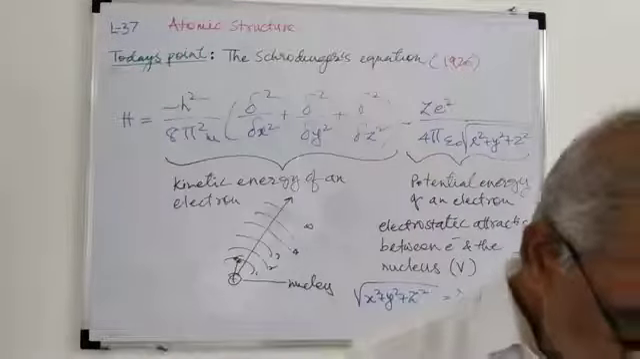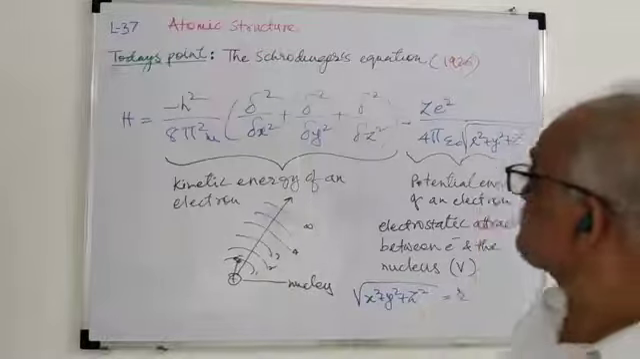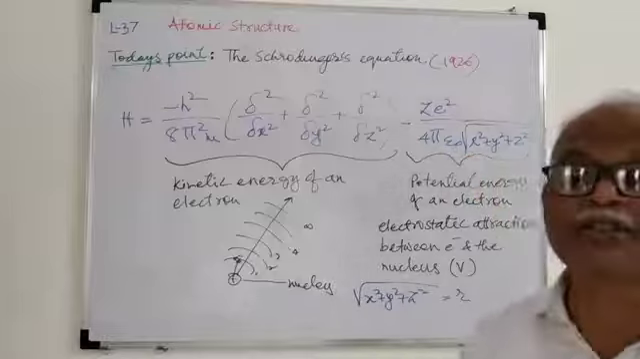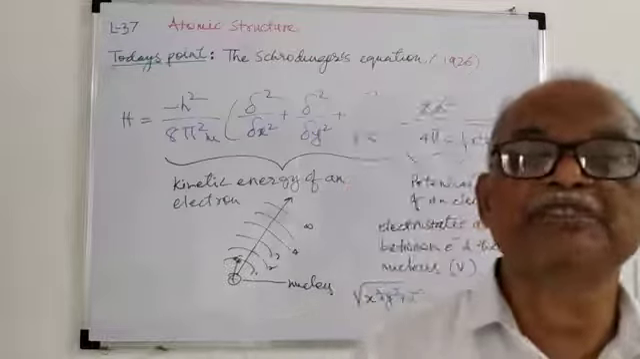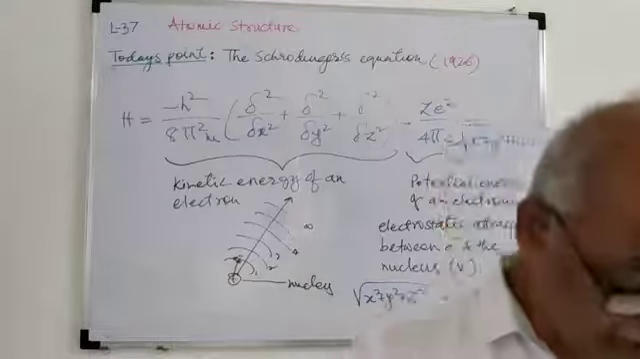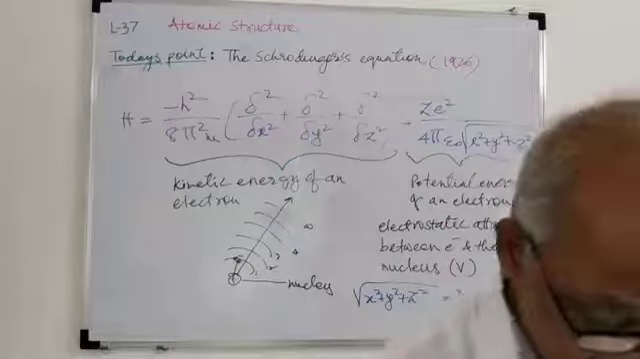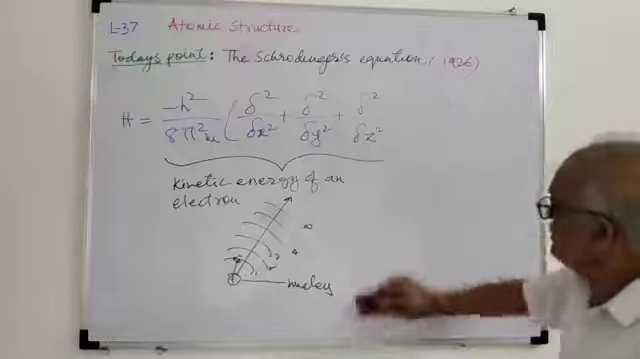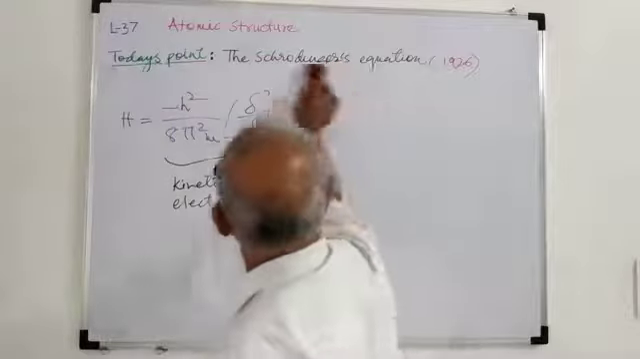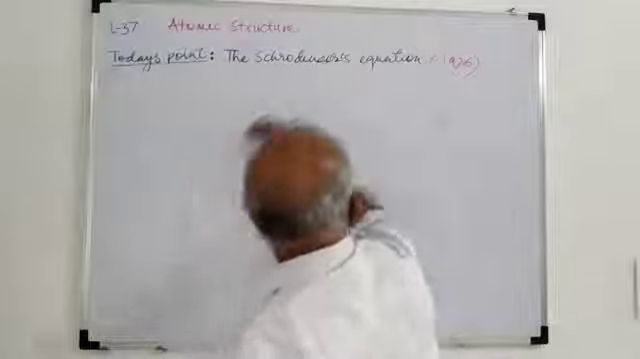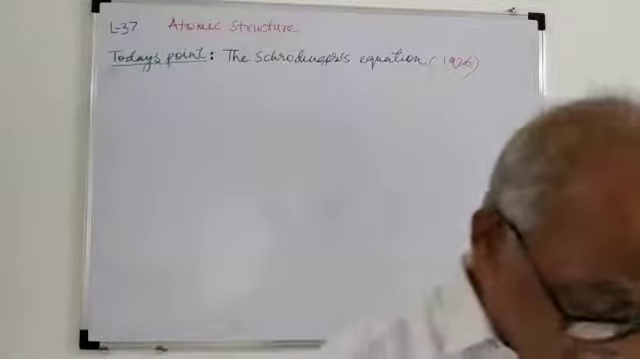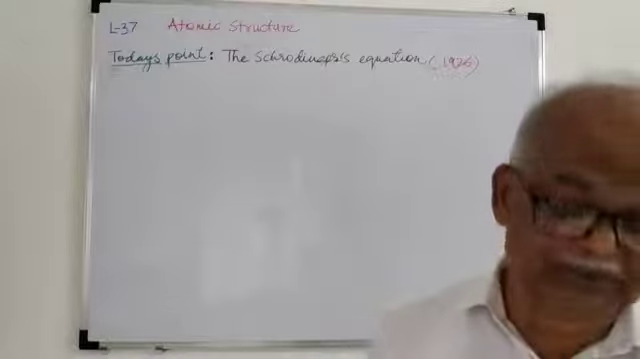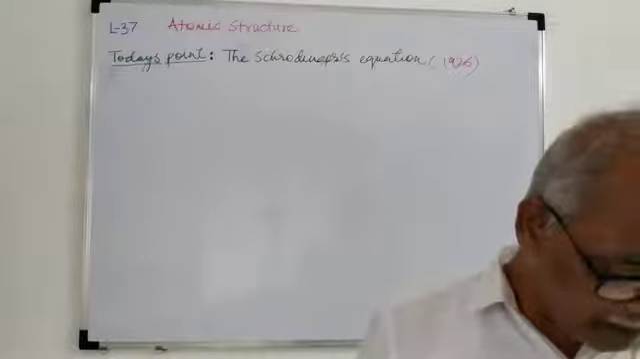Here another term is there, that is epsilon 0. This epsilon 0 is the permittivity in vacuum. Epsilon 0 indicates the permittivity in vacuum. Now, when we are using this Hamiltonian operator, when this operator is used in the equation in order to obtain the psi.